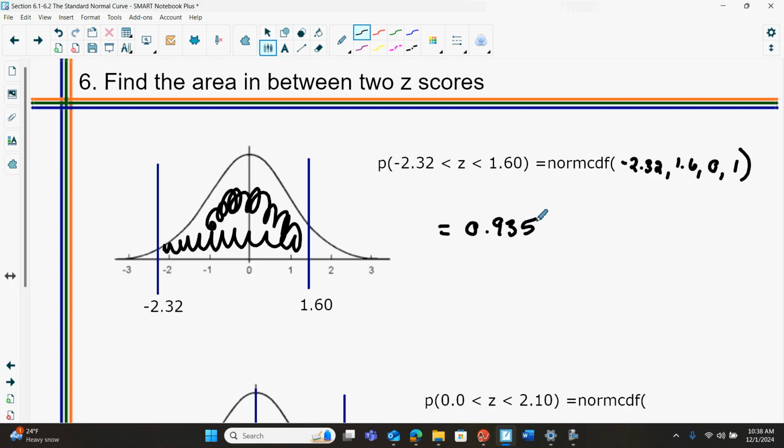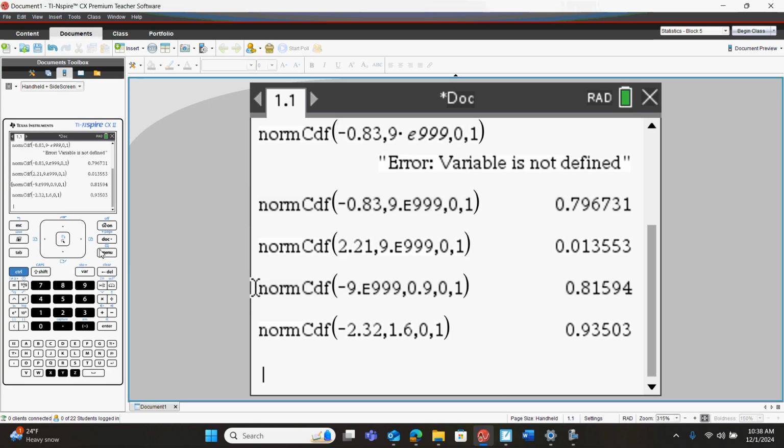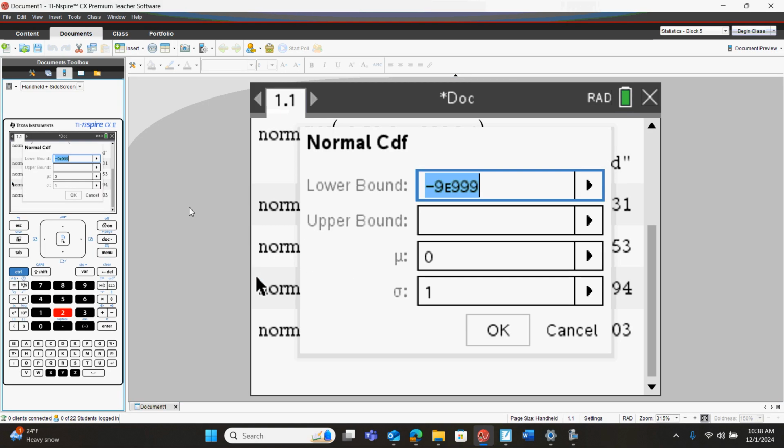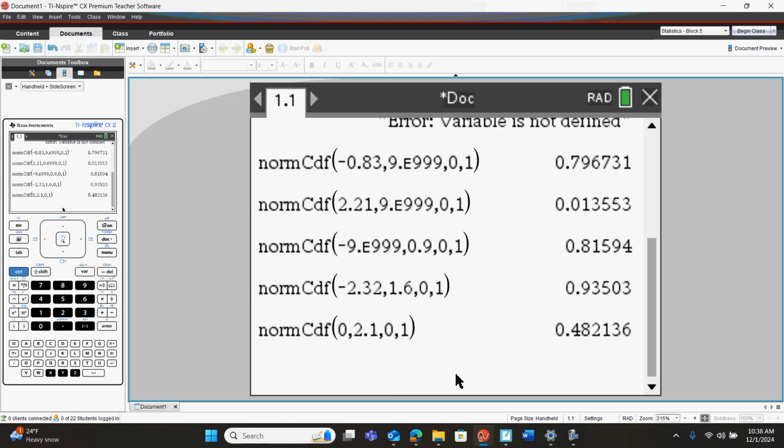Okay. Next one, we want to find the area between 0 and 2.10. All right, so that'd be norm CDF, comma 0, 2.1, comma 0, comma 1. Menu 552, 0, 2.1. And we get 0.482.